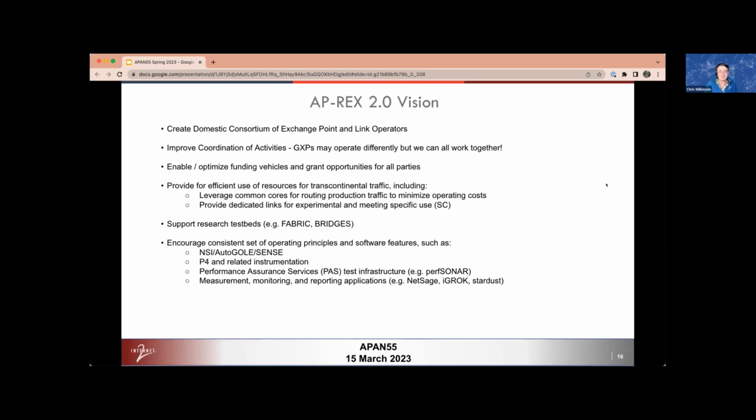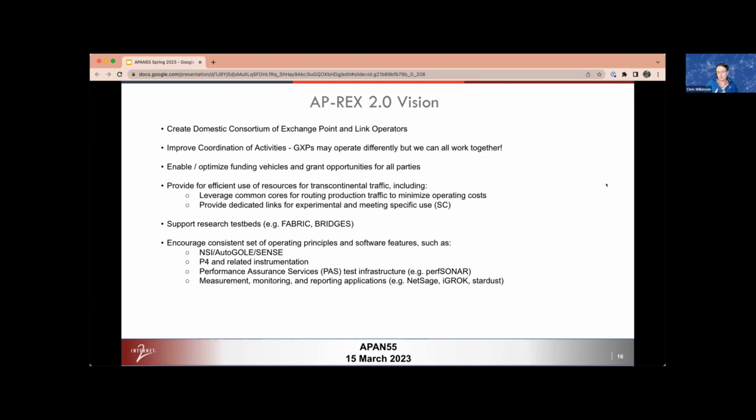We may rename it coming down the road, but the goal is to improve the coordination of activities of the international exchange points in the United States. Right now, they're all operated differently and are often working together, but not in a coordinated fashion always. So our goal is to change that. Really to also enable funding vehicles and grant opportunities to be fully optimized, and also to make sure resources are being used efficiently and features are consistent across.